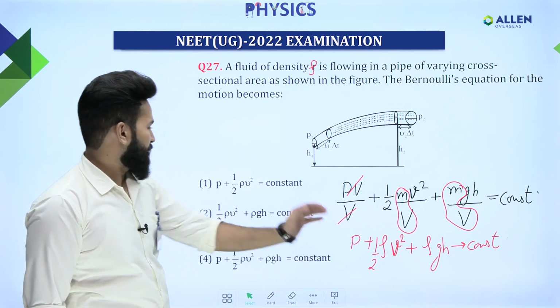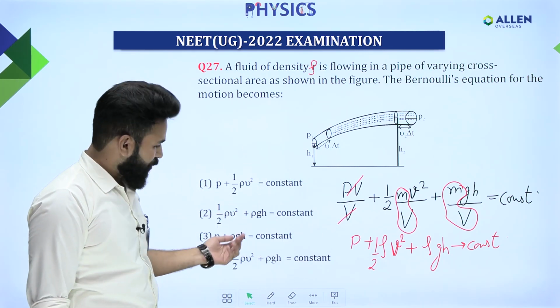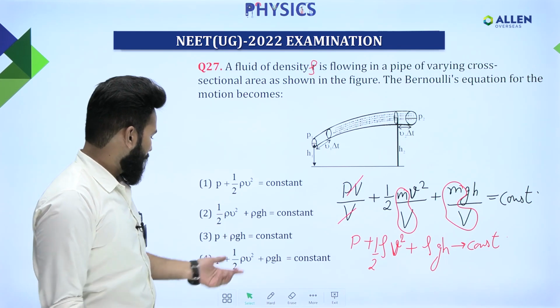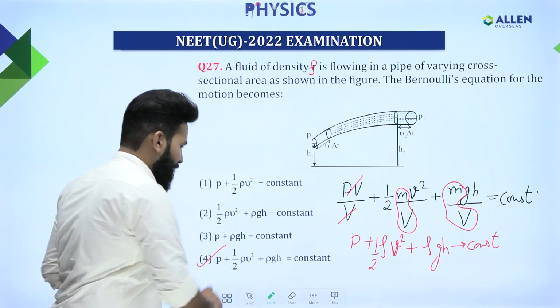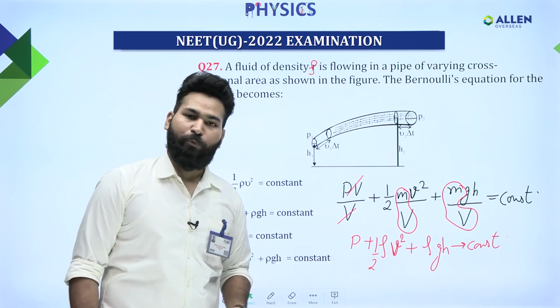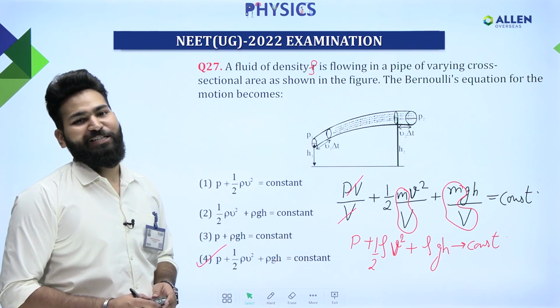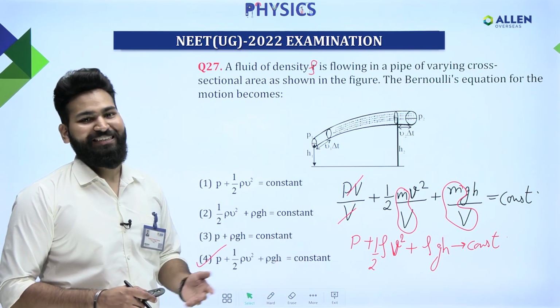which is the Bernoulli's equation. So in these 4 options, I can see that option number 4 is matching with our Bernoulli's equation. Option number 4 will be the correct answer for this question. I hope you guys got it.